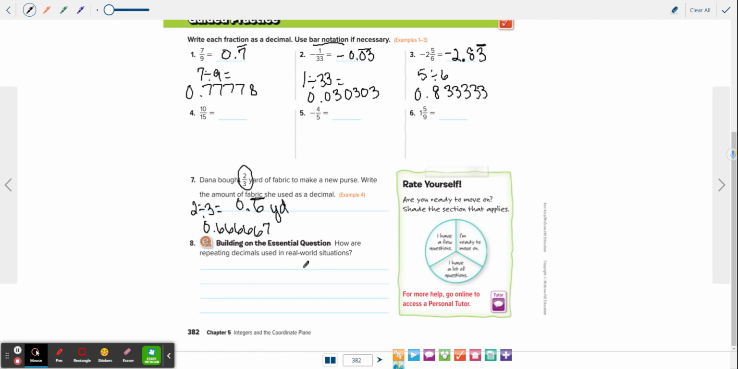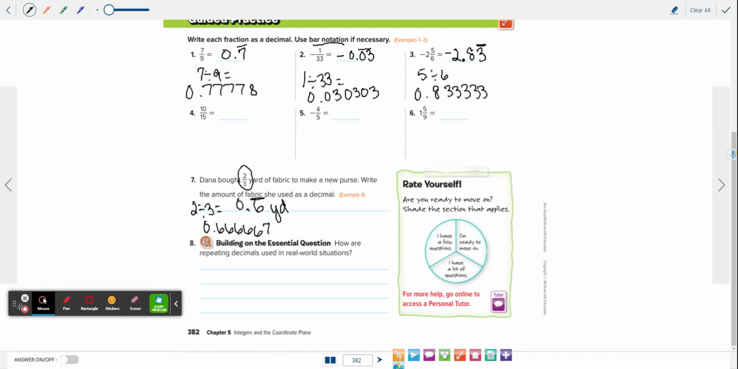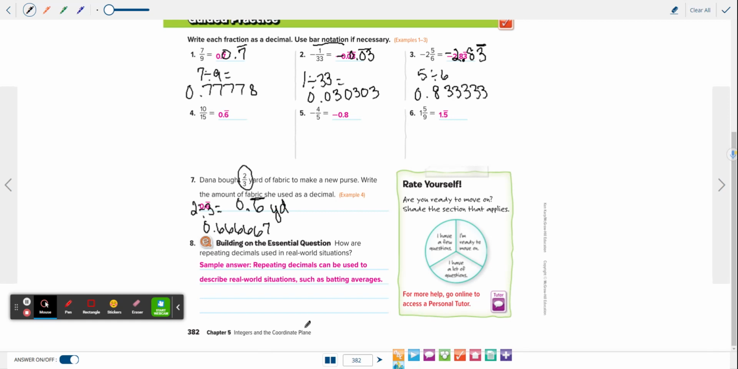And then how are repeating decimals used in real world situations? Let's see what they say. I know they're used in science, and I know they're used in chemistry and things like that, but batting averages. No, I didn't think of that. Batting averages, yeah, they are used in that quite a bit, aren't they? And they're used sometimes in gasoline prices and things like that too. I just thought of that one. Don't worry about that kind of question though.